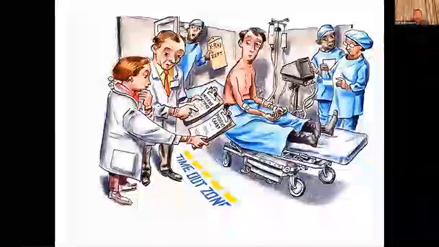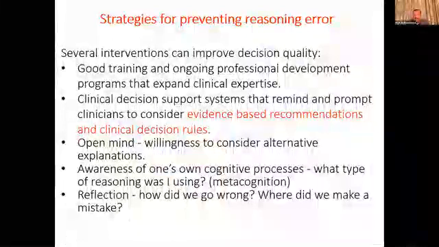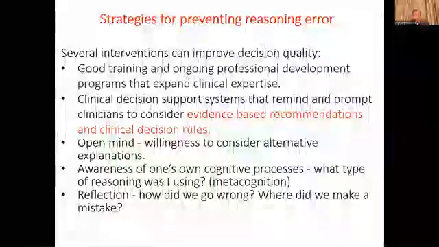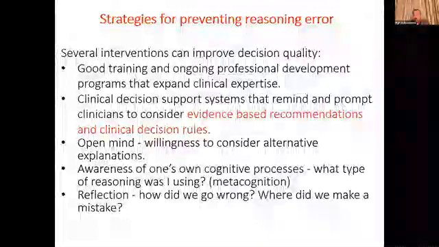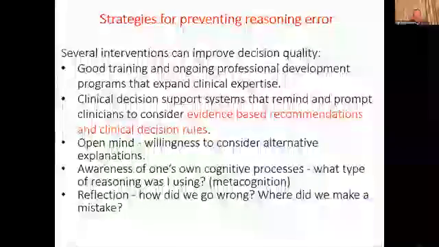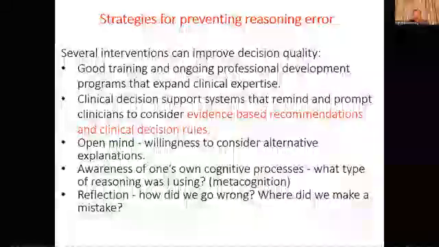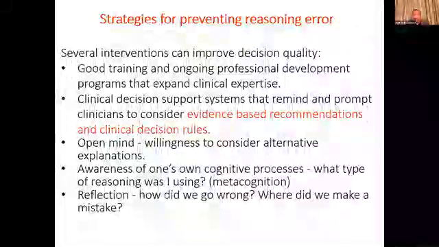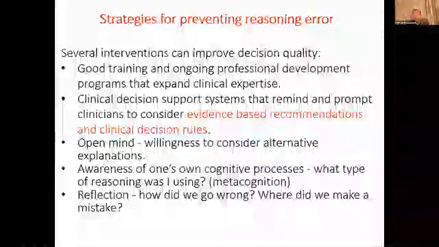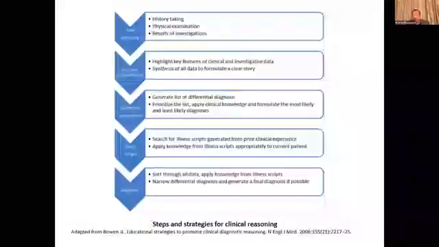So how can we prevent reasoning errors? It is important that we have guidelines and evidence-based medicine to decrease the chance of making errors. We should be open-minded, and we should be aware of our cognitive process. This is called metacognition. And always we need to understand our errors, and we try to analyze them and avoid future mistakes. How to teach clinical reasoning?